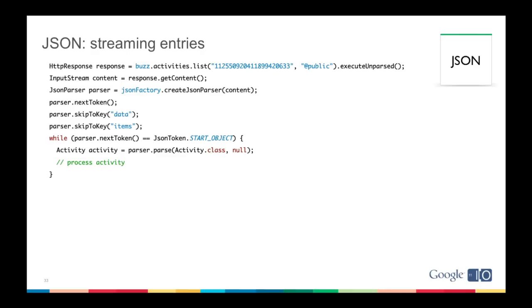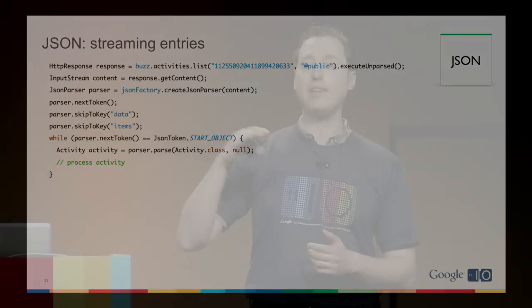And I'm doing this, I'm parsing the activity class. So I'm still doing a full representation of an activity, but it's a much smaller representation. And what I forgot to add in here is the partial fields mask to make it that much more efficient. Right? So this is maybe the best compromise. If you've got a critical section, you want to stream at the level of entries. So for each buzz activity, parse that one.